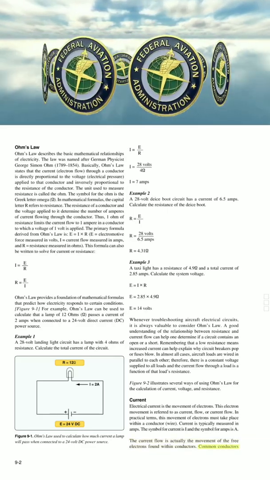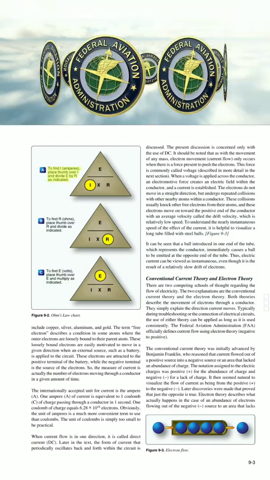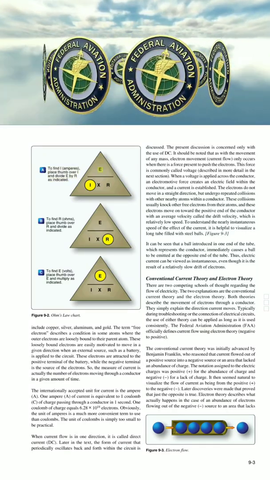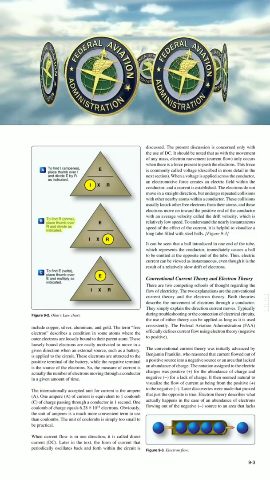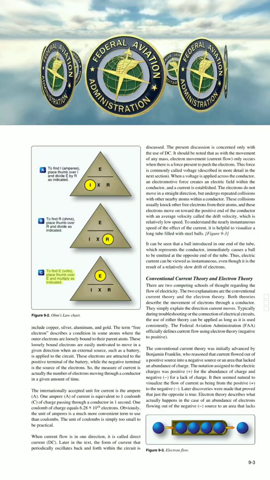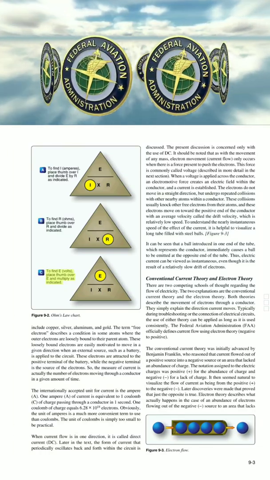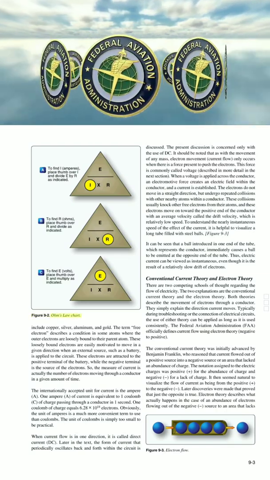Figure 9-2. Ohm's law chart. A. To define I, amperes, place thumb over I and divide E by R as indicated. B. To define R, ohms, place thumb over R and divide as indicated. C. To define E, volts, place thumb over E and multiply as indicated.